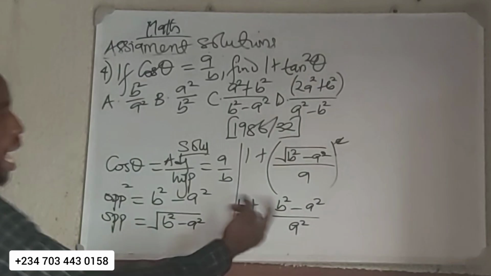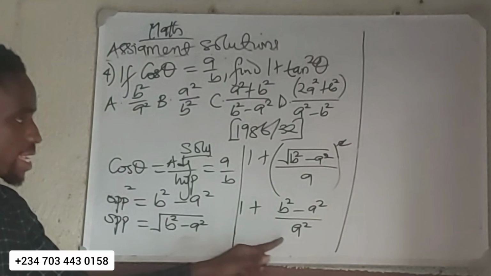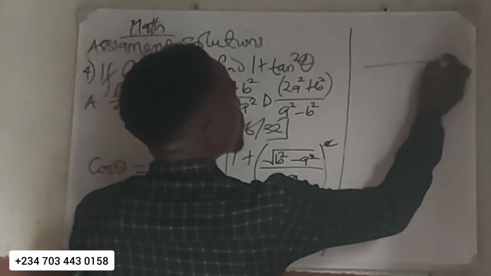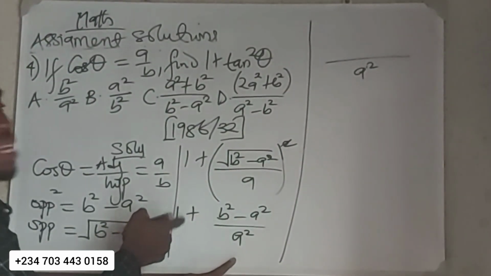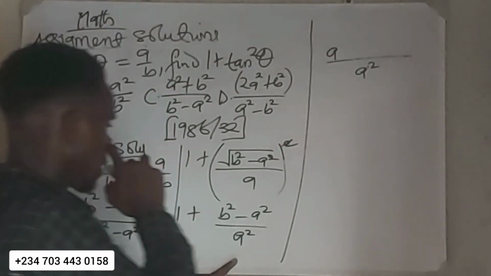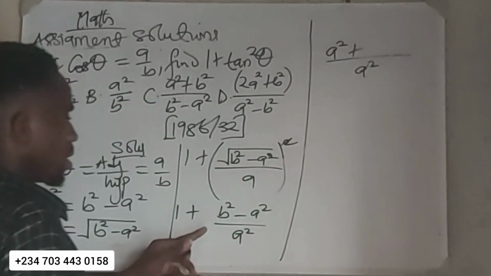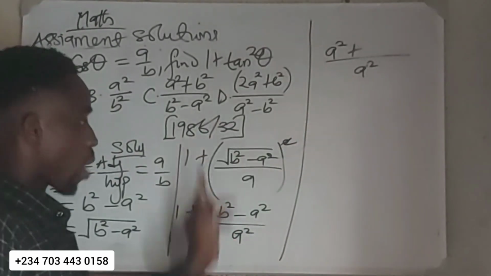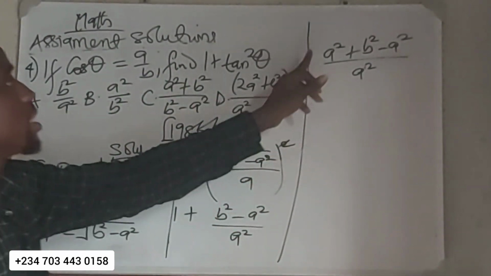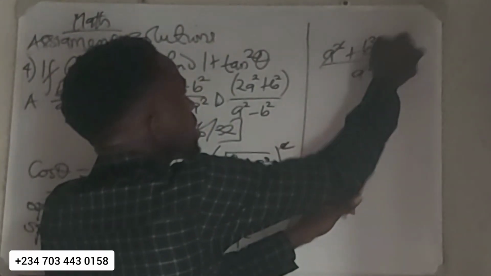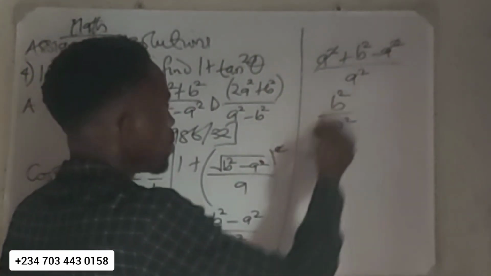Okay, so to add these two, we now find the LCM. The LCM here is going to be A squared, right? So we have A squared, and A squared divided by 1 is A squared times 1, which is A squared, plus A squared divided by A squared is 1, and 1 times this is B squared minus A squared, right? So this is A squared minus A squared, which will be 0. So we'll be having B squared all upon A squared, or B upon A all squared.